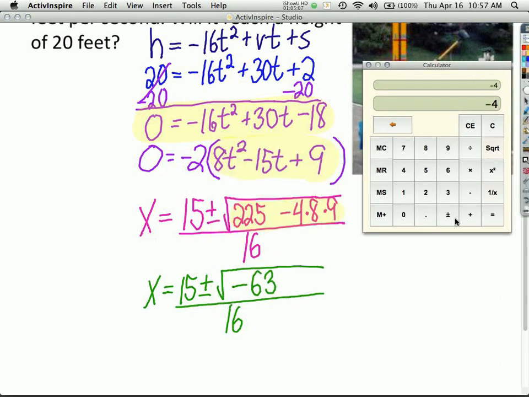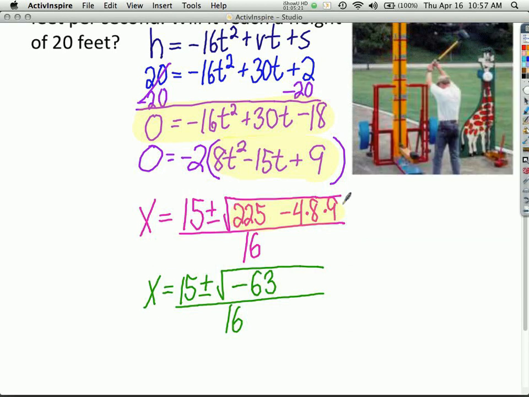4 negative times 8 is negative 32 times 9 is negative 288. And if we add 225, well, look at that. We got negative 63. So now we need to take the square root of that. So everyone in your calculator put a negative 63, take the square root. Diane? Error? Did everyone get an error? Yeah.